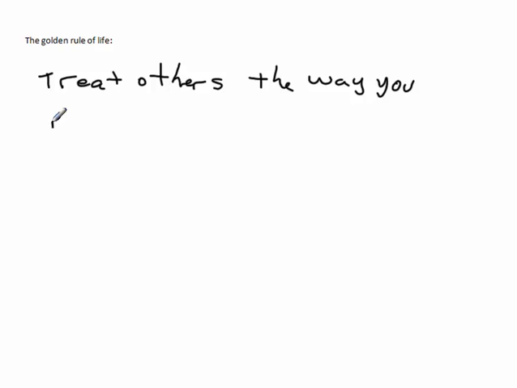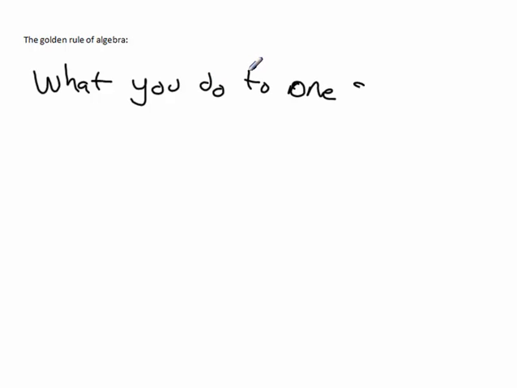The golden rule of life. Well, the golden rule of life is to treat others the way you want to be treated. So there's some sense of equality here, right? I want to be treated just the same as the way I treat other people. The golden rule of algebra is that what you do to one side of an equation, you have to do to the other.